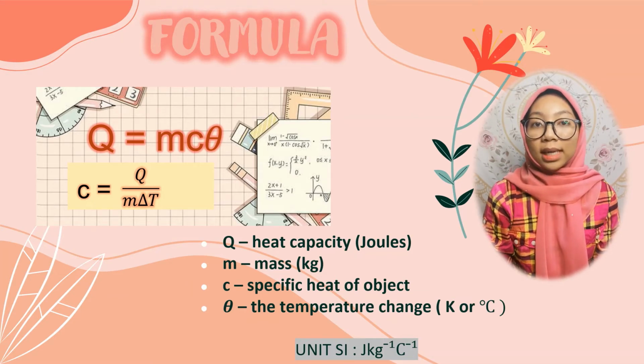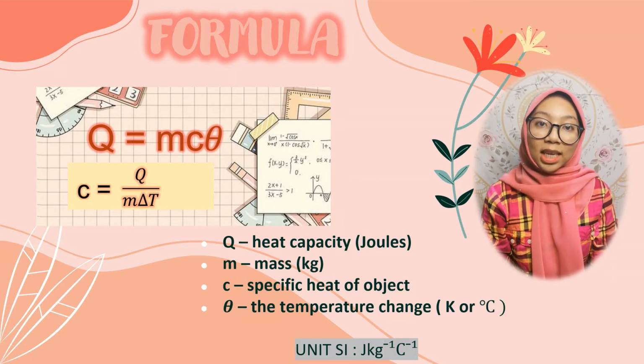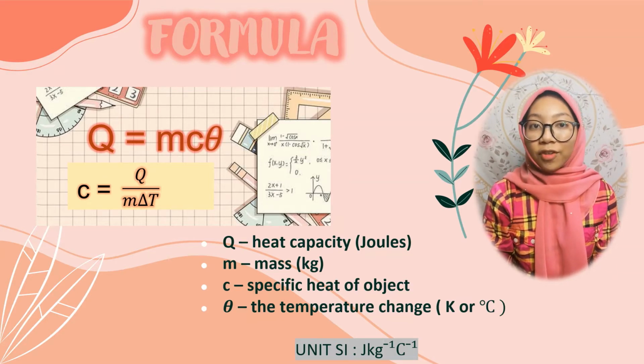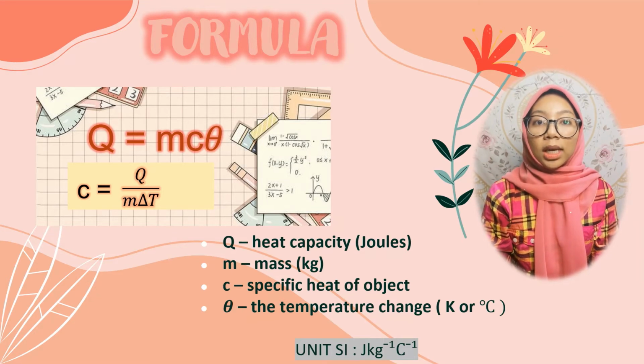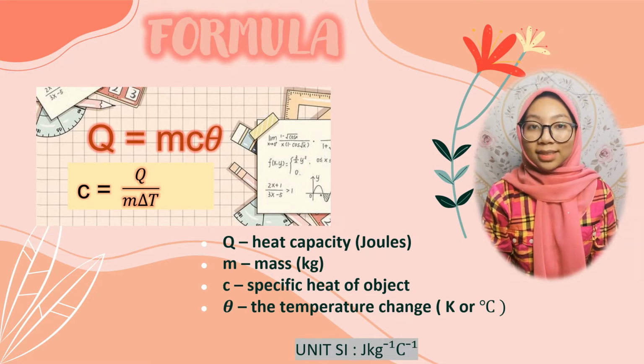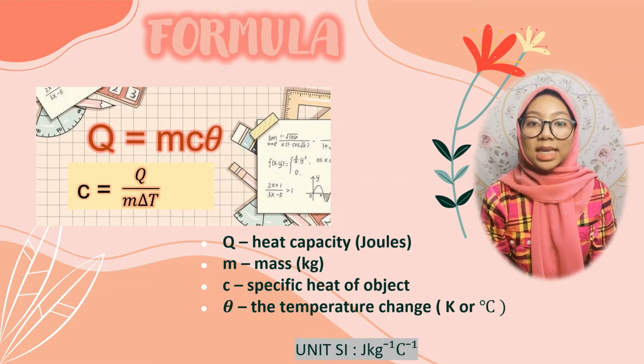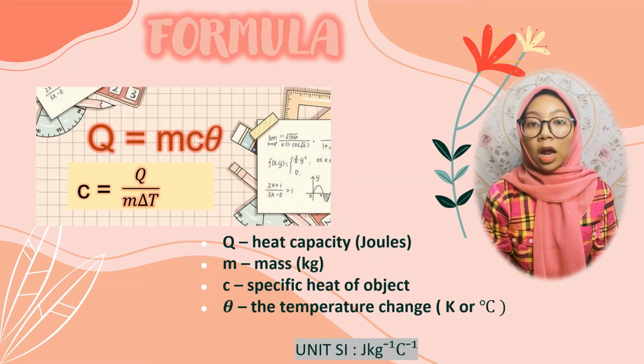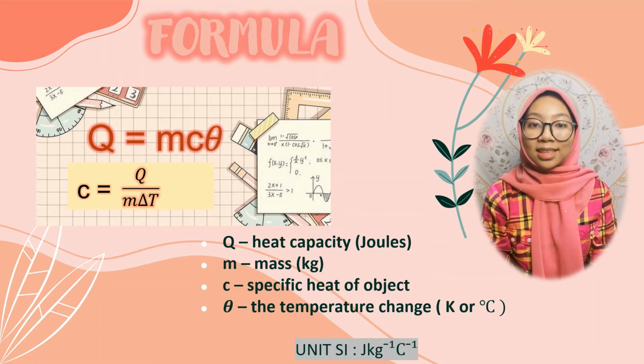Q is defined as heat capacity in joules. M is defined as mass in kilograms. Then C is defined as specific heat of the object. And the last one is theta, defined as the temperature change in Kelvin or degrees Celsius. The SI unit for specific heat capacity is joules per Kelvin or joules per degree Celsius.